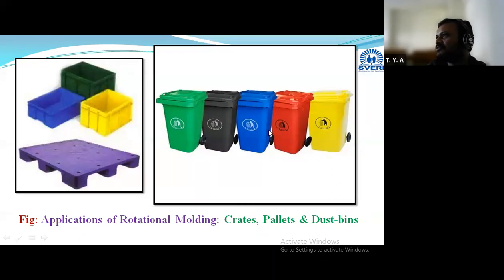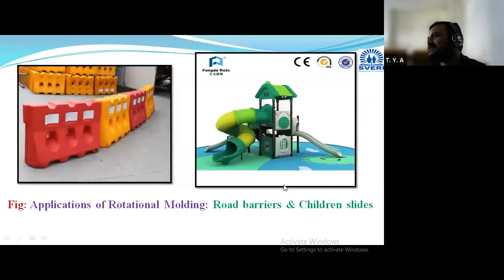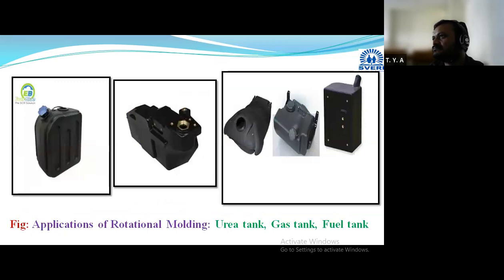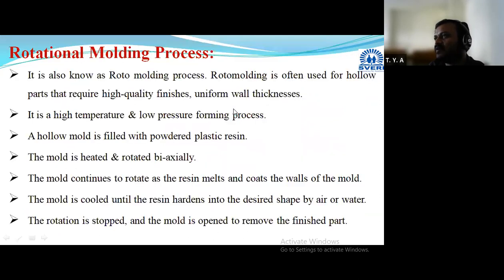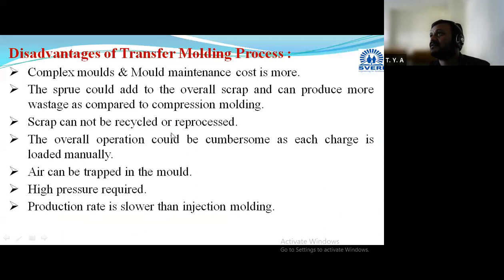Why I am showing you pictures is so you can remember it very easily. If I show you just names, it's not possible to recall it. So all these products can be manufactured with the help of the rotational molding process. In this way, we have completed this part, the rotational molding process. Now we will move towards the last processing method, and that is the thermoforming process.